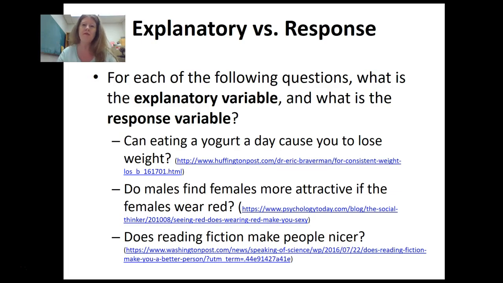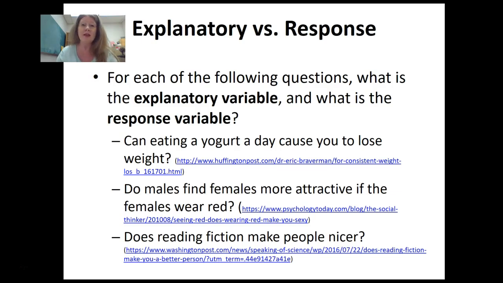And finally, does reading fiction make people nicer? Again, the response is the outcome, what we're measuring at the end of the study. The explanatory variable is what we think affects that outcome. So here, some measure of niceness would be our response, and reading fiction would be the explanatory variable.